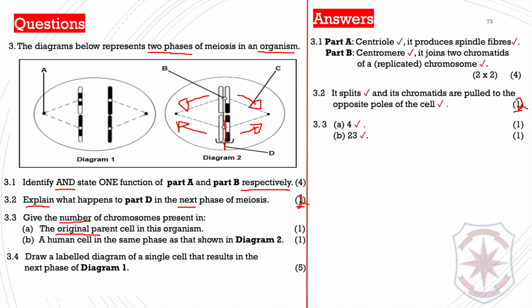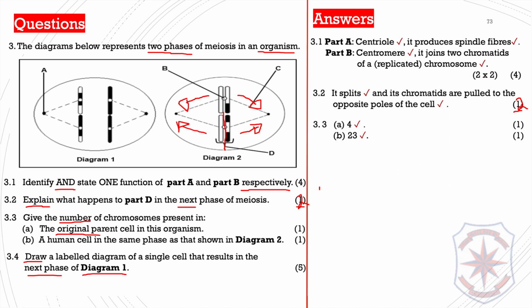The following question is a drawing question. Guys, you will always be asked somewhere to draw something, okay? So here you are supposed to draw a labeled diagram, guys. A labeled diagram of what? Of a single cell that results in the next phase of diagram 1.